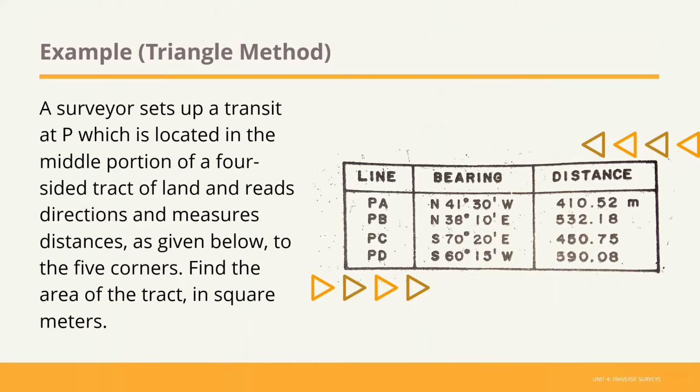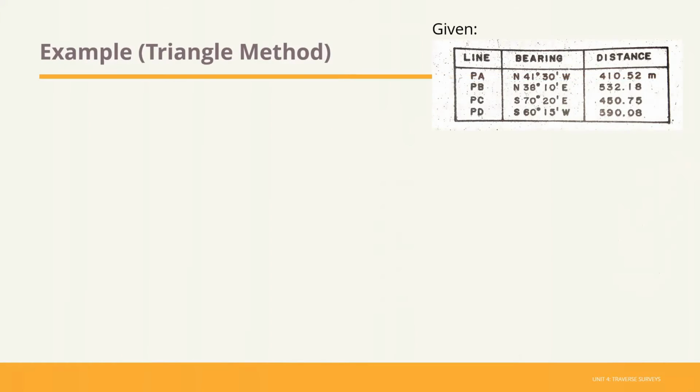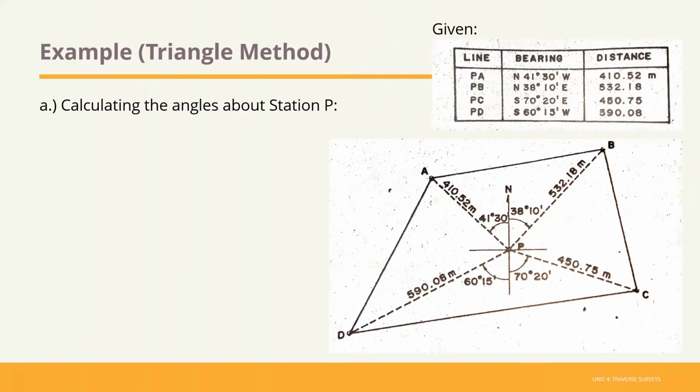Here's the problem. A surveyor sets up a transit at P, which is located in the middle portion of a four-sided tract of land and reads directions and measures distances as given below to the five corners. Find the area of the tract in square meters. What you can see at the right side of the screen is the table containing the given line, the given bearing, and the given distances.